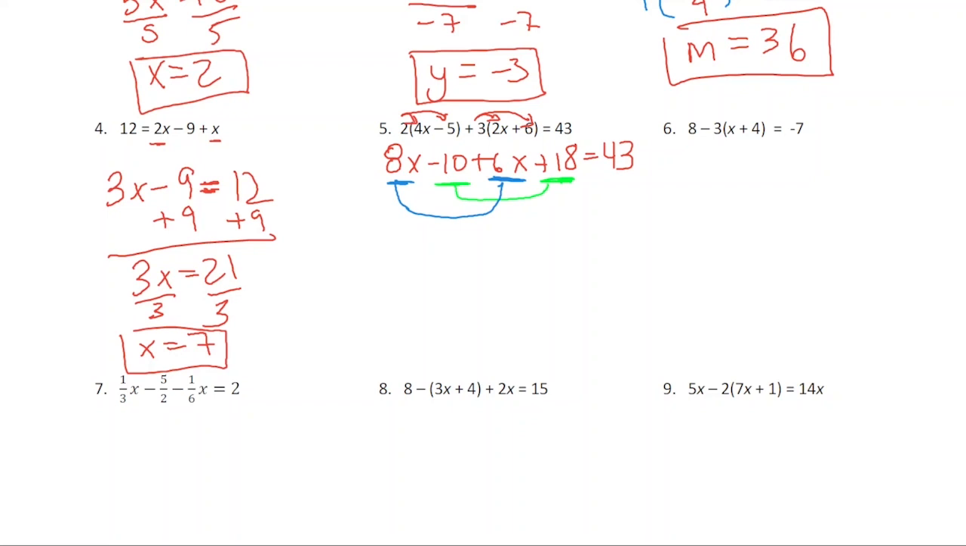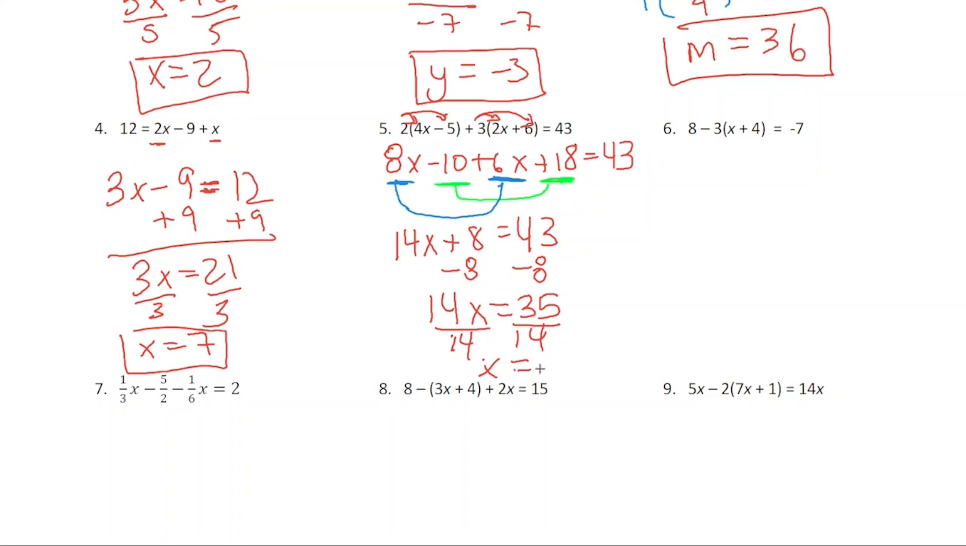There we go. Okay, so 8x plus 6x is 14x. And I've got 18 minus 10 is 8. So I need to subtract 8 from both sides. And I get 14x equals, let's see, is that 35? Yeah, so this is not going to divide evenly, but we can reduce it. So I'm going to say it's equal to 35 over 14, but if I divide both of these by 7, I get 5 halves. So here's number 5.